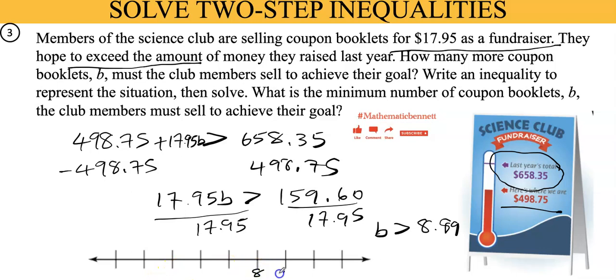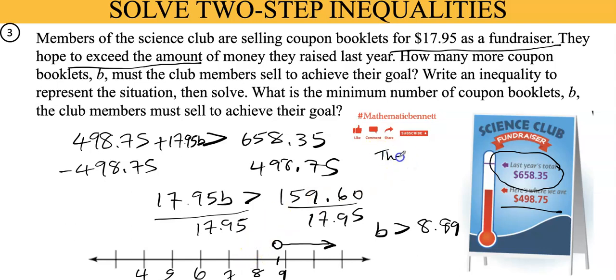So this would be 4, 5, 6, 7, 8, 9. All right, 8.89 is closer to 9. So we put a circle at 8.89 and we see that it's going to the right. They also ask, what is the minimum number of coupon booklets the club members must sell to achieve their goal?